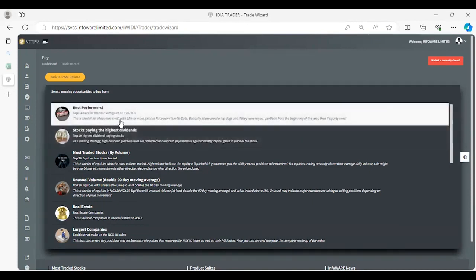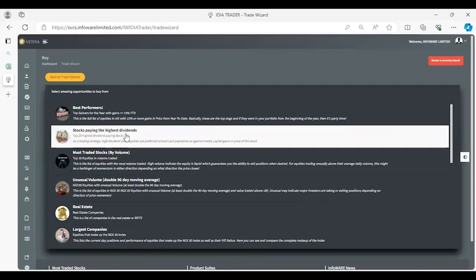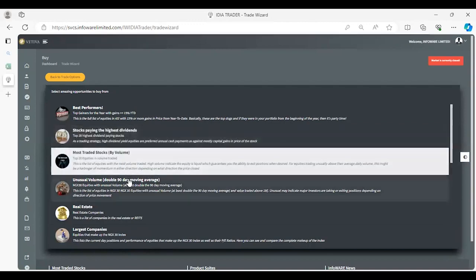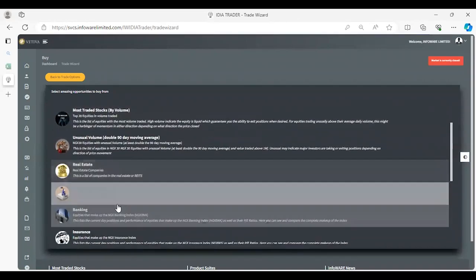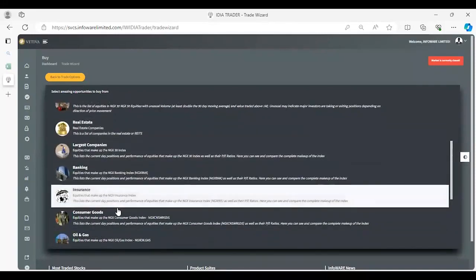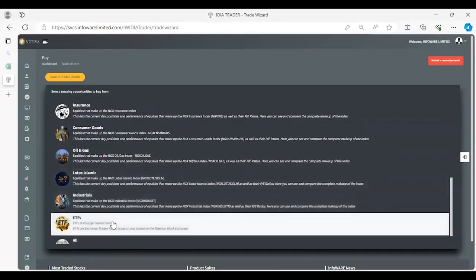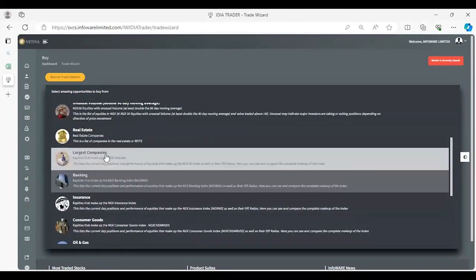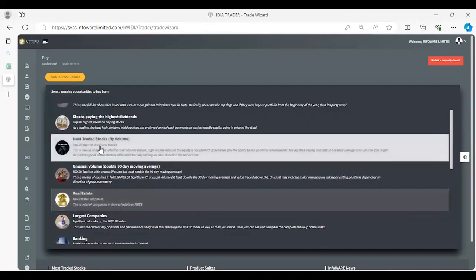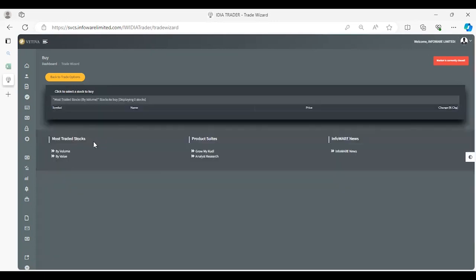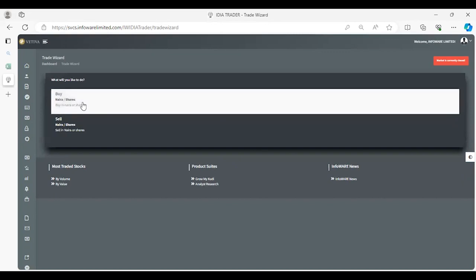You have stocks with the best performer. You have stocks paying the highest dividends. You have most traded stocks. You have real estate, largest companies, banking, insurance, oil and gas, Lotus Islamic, industrial, ETFs, and you can make a choice of where you want to start. So if I'm interested in stocks by trade volume, this is going to pick me the top 20 stocks that have the highest volumes as of today.